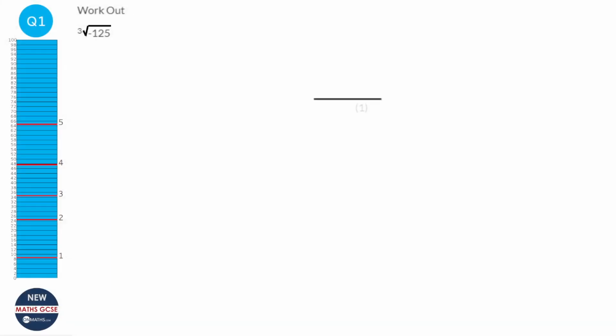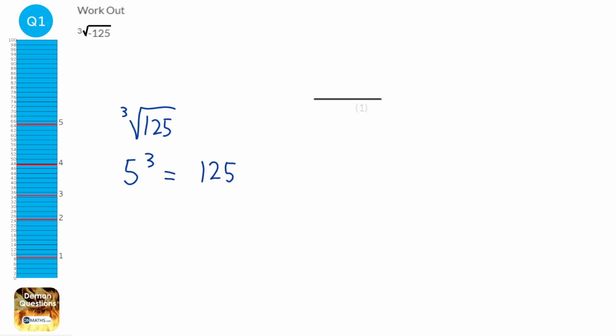Here we're asked for a cube root of a number. So first of all, we need to understand what the cube root of 125 is. Well, I know that 5 to the power of 3, 5 cubed, is 125, and that's something you need to know off by heart. Therefore, the cube root of 125 is like the opposite, the inverse. So the cube root is the inverse of cubing, so that's going to equal 5.